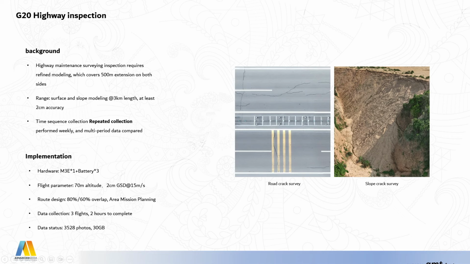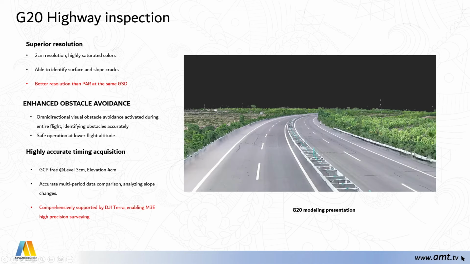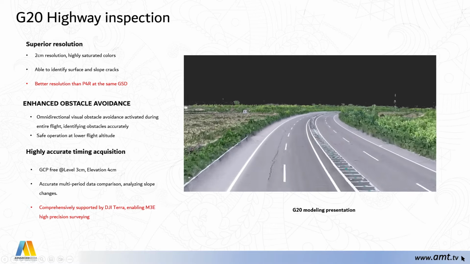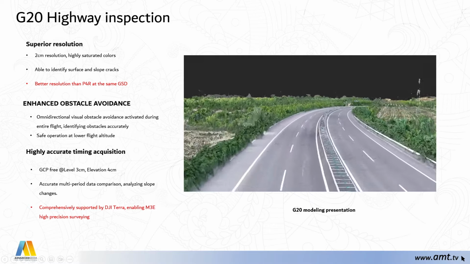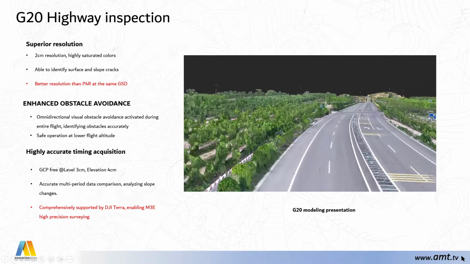Another example is to do an inspection of a highway. So we can take a 3D model of a highway, and then we can analyze the results in the office, to see if there are any cracks in the road, any cracks on the sides. So you will have very useful insight from the 3D model. You can see from this video, this is the reconstructed 3D model of the road.